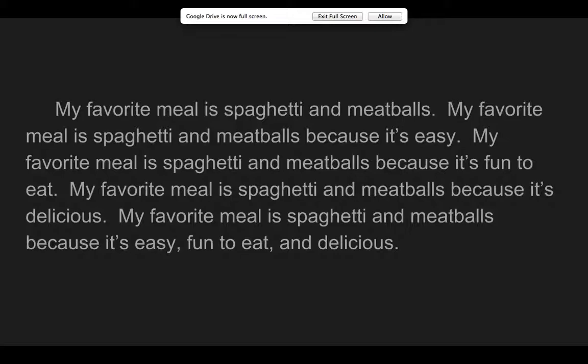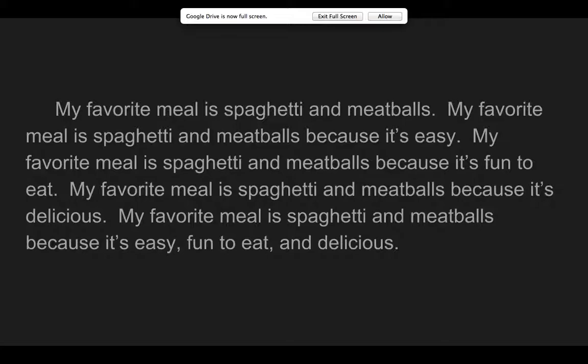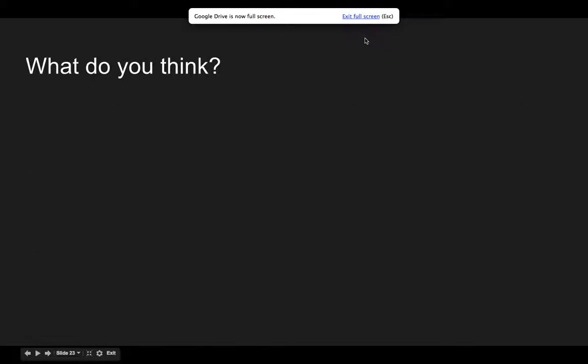But to understand why we need to go one step farther, I want you to imagine if I were to write an essay just by using what I have right now. If I were to move what I have on this outline onto paper, this is how it would sound. My favorite meal is spaghetti and meatballs. My favorite meal is spaghetti and meatballs because it's easy. My favorite meal is spaghetti and meatballs because it's fun to eat. My favorite meal is spaghetti and meatballs because it's delicious. My favorite meal is spaghetti and meatballs because it's easy, fun to eat, and delicious. So you can probably understand that that didn't sound very good at all, did it? It was repetitive, it was choppy. Of course, it wasn't an essay, it was just one paragraph. So we still have quite a bit to do before we get to the point where our outline is complete enough to transfer onto paper.